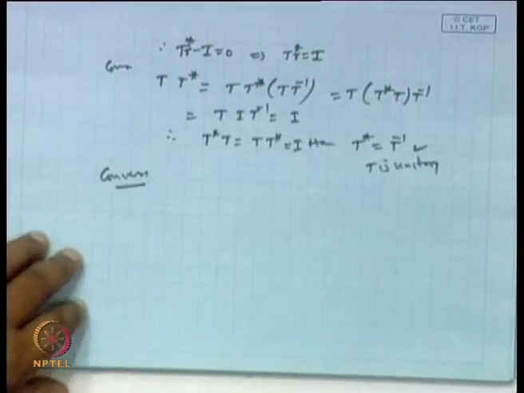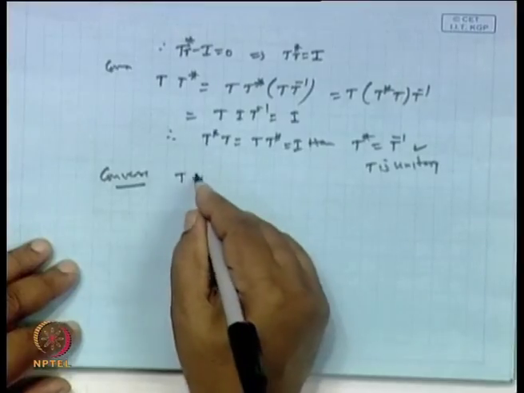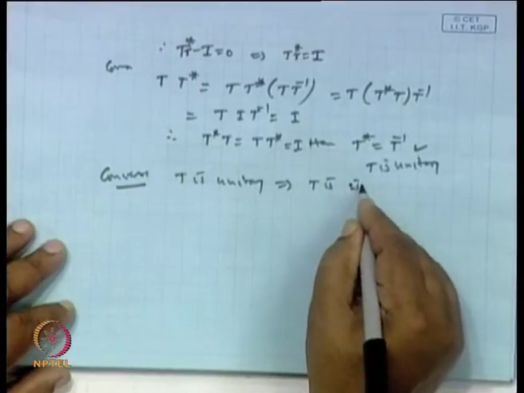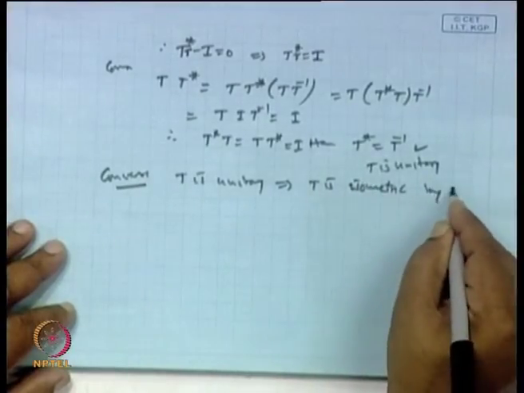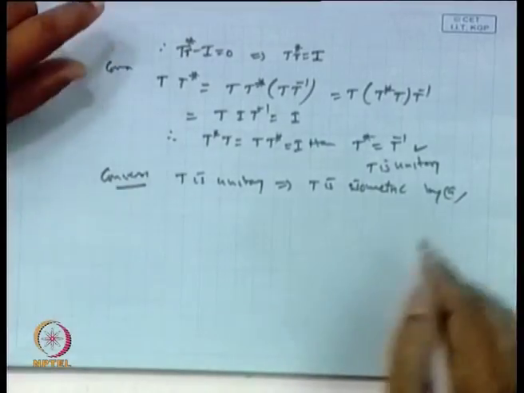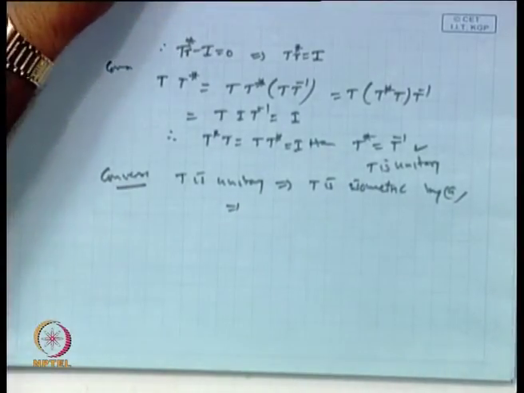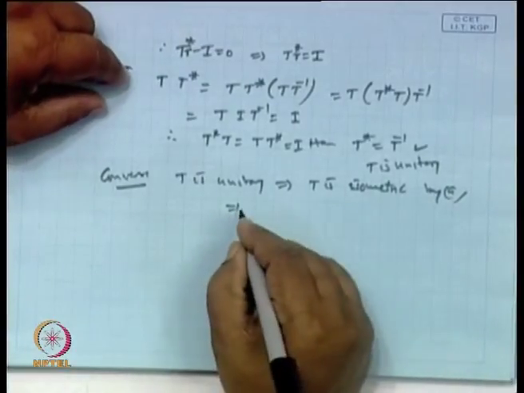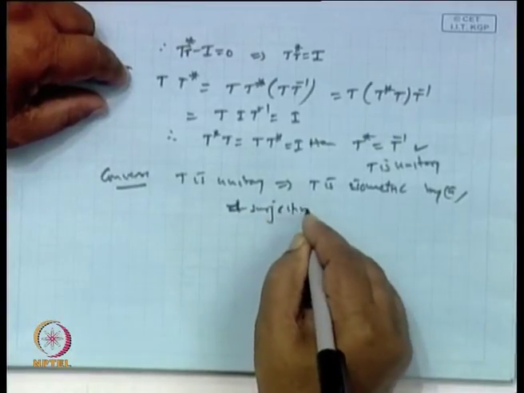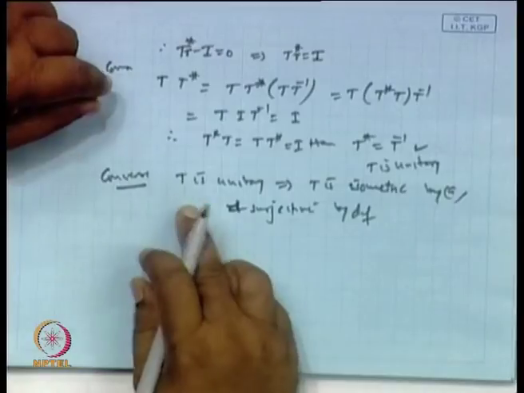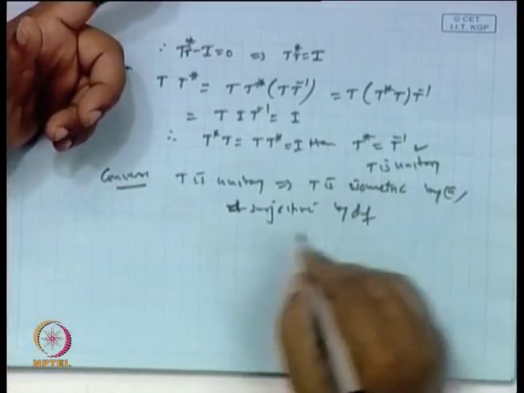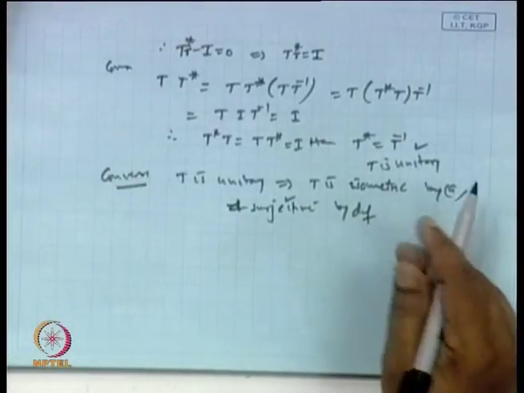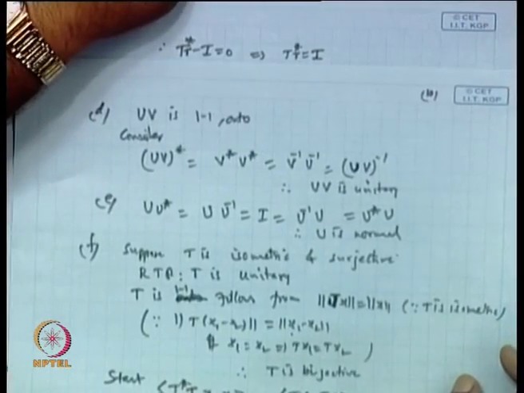Now let us see the converse part. Converse follows easily. If T is unitary, then it is isometric because of the first property, by the first result. And surjective follows by definition, because unitary means it is bijective. And because T is unitary, in the first case you have already proved T is isometric. So that's okay.